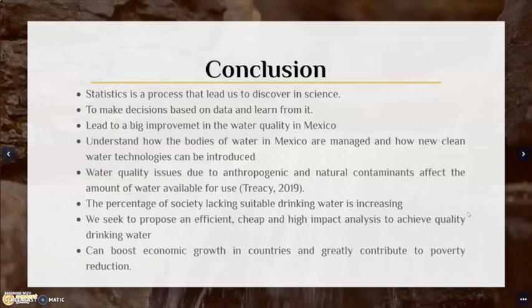Water quality issues due to anthropogenic and natural contaminants affect the amount of water available for use. The percentage of society lacking suitable drinking water is increasing by the day. That is why it is necessary to innovate through research to develop efficient, economical, and technological methods to produce clean water. We seek to propose an efficient, cheap, and high-impact analysis to achieve quality drinking water. Improving water quality by removing contaminants can boost economic growth in countries and greatly contribute to poverty reduction.